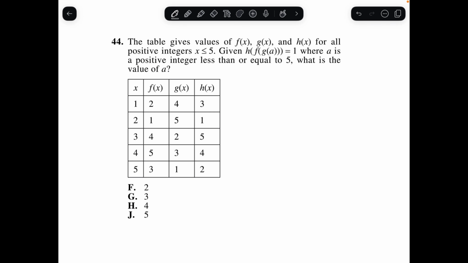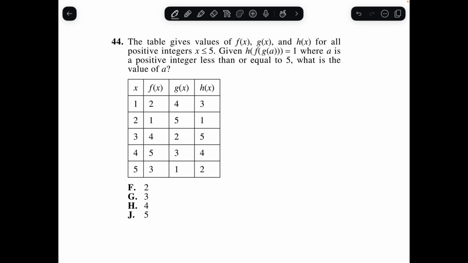On to the last question. Question 44, which says, the table gives values of f of x, g of x, and h of x for all positive integers x less than or equal to 5. Given h of f of g of a equals 1, where a is a positive integer less than or equal to 5, what is the value of a?